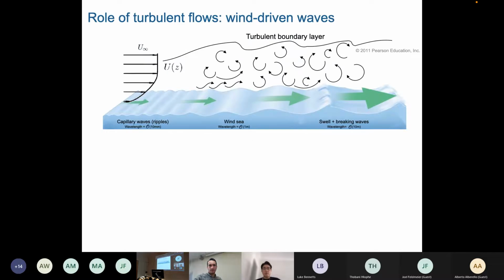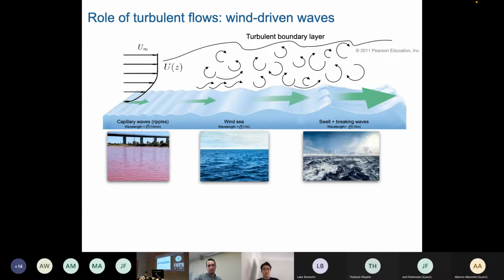Right, so let's start with why we need to understand the turbulent flows above wind-driven waves. Why is this important? When wind blows over the water surface, due to the friction at the air-water interface, a turbulent boundary layer forms on the water surface, which is often referred to as an atmospheric boundary layer. And this turbulent airflow actually causes the waves on the surface.